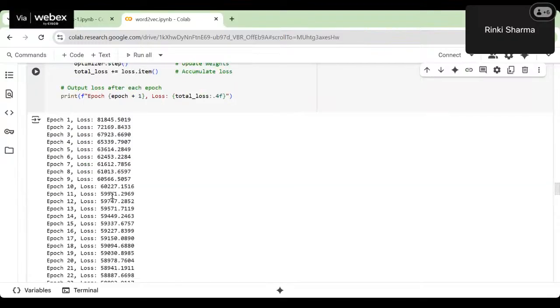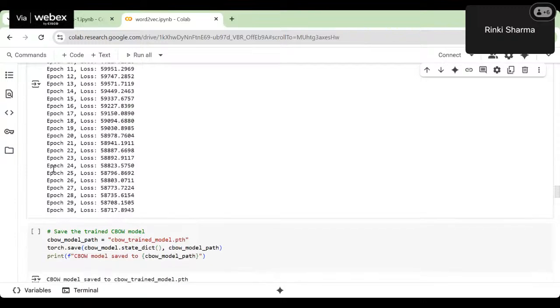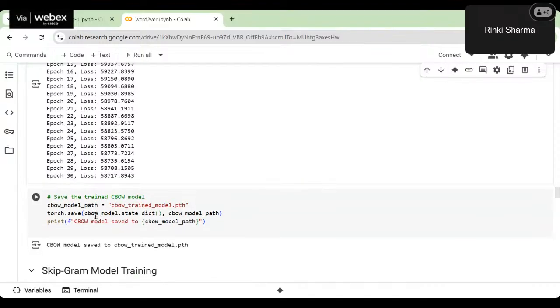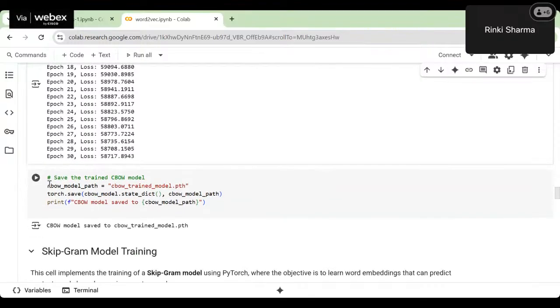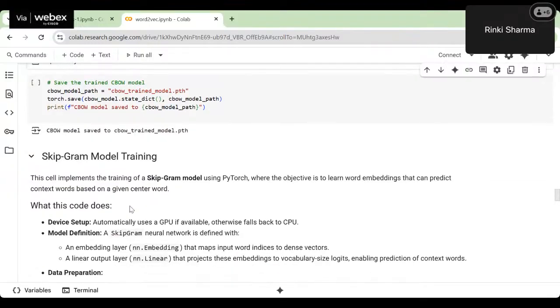So this is the output for the training of the CBOW model. As we have run the code for only 30 epochs, you can increase the number of epochs as per your choice, as per your task. After the training of the CBOW model, we save the model for further testing. So this is how we save our fully trained CBOW model. The CBOW model is saved at CBOWmodel.path.